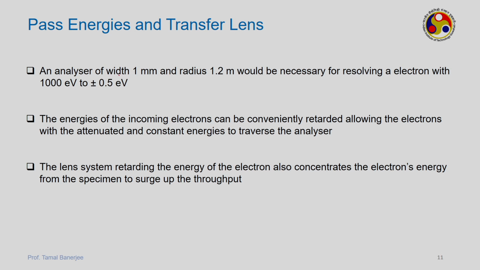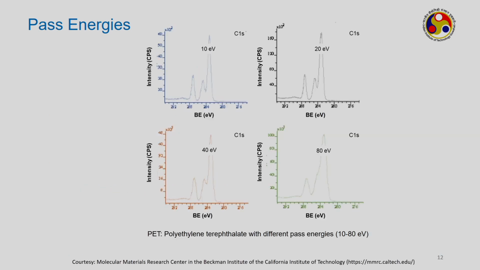So, for this analyzer, how do you first define the resolution? An analyzer of width 1 mm and radius 1.2 meter would be necessary for resolving an electron of 1000 electron volt to plus minus 0.5 electron volt. So, you resolve an electron with this much energy to a resolution of plus minus 0.5 electron volt. The energies of the incoming electrons can be conveniently retarded, allowing the electrons with attenuated and constant energies to traverse the analyzer. The lens system retarding the energy of the electron also concentrates the electrons from the specimen to surge up the throughput.